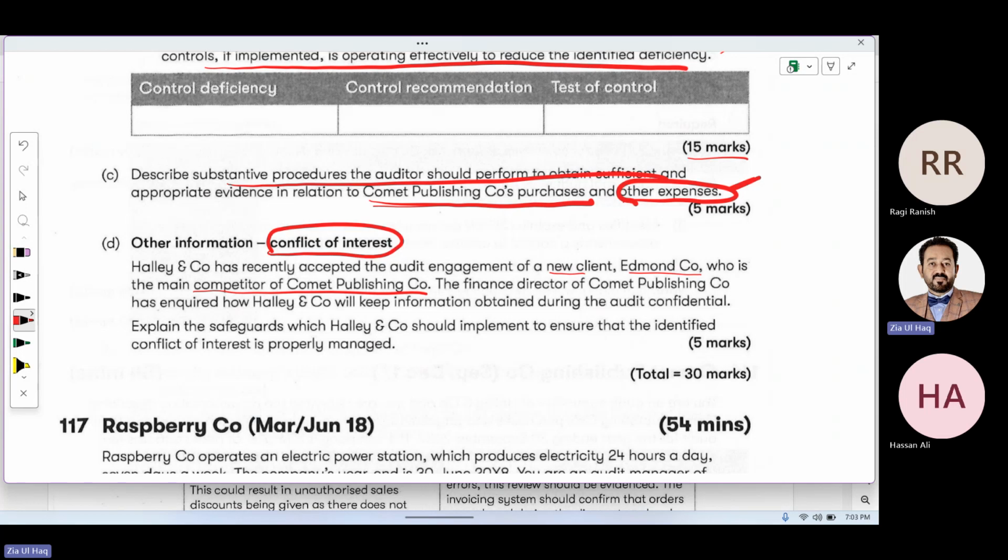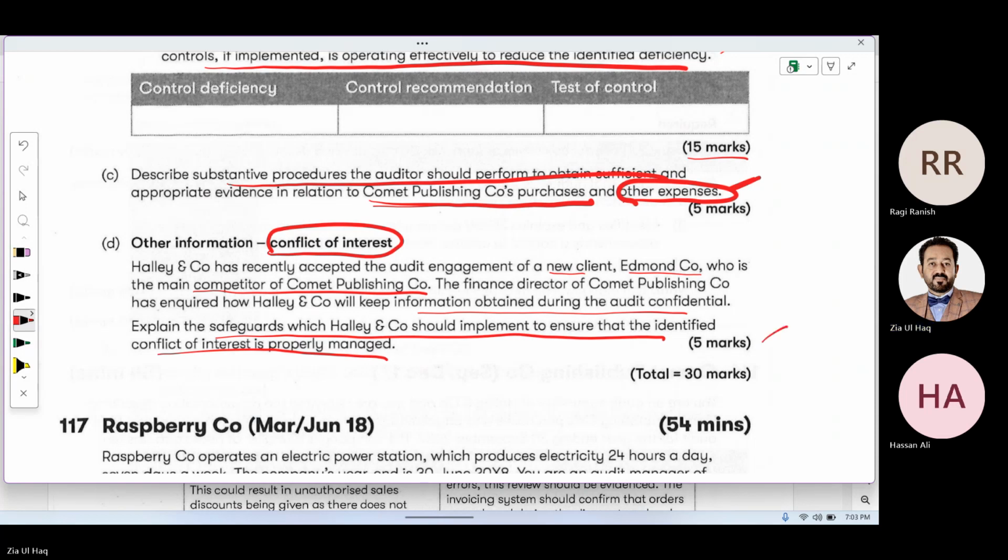The finance director of Comet Publishing Company has enquired how Halle and Company will keep information obtained during the audit confidential. Explain the safeguards which Halle and Company should implement to ensure that the identified conflict of interest is properly managed. For 5 marks, you need to explain the safeguards.